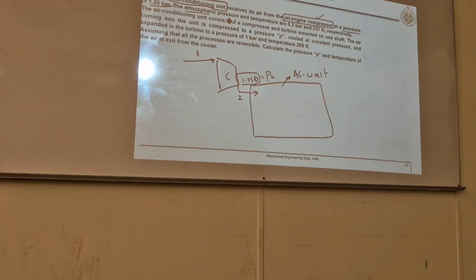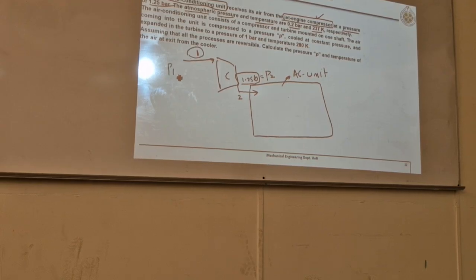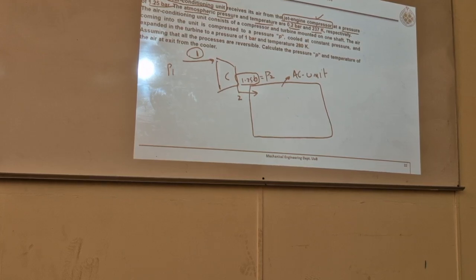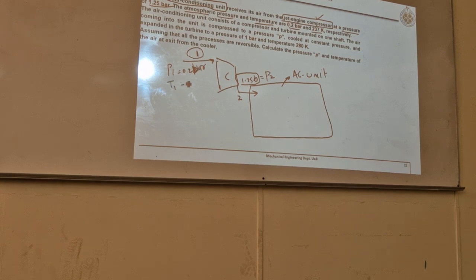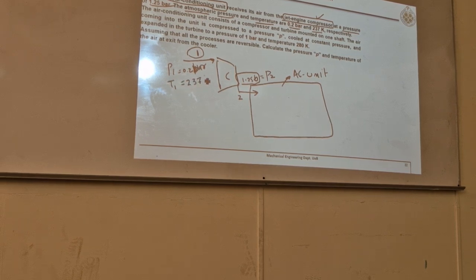The atmospheric pressure and temperature are 0.2 and 237. Atmospheric P1. There is a diffuser or not, nothing is mentioned. So we'll take this one as ambient. This P1 is 0.2 bars, sorry. And T1 is 237 Kelvin.